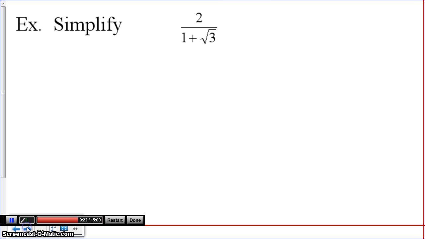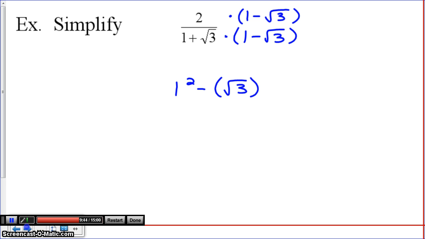Let's try another one. Again, I have a binomial in my denominator, so I want to multiply by the conjugate. Multiply by 1 minus square root of 3 over 1 minus square root of 3. Again, in the denominator, we take the first term, square it, minus the second term squared. In the numerator, I just have to distribute my 2. So I'm going to get 2 times 1 minus square root of 3. We can simplify this.